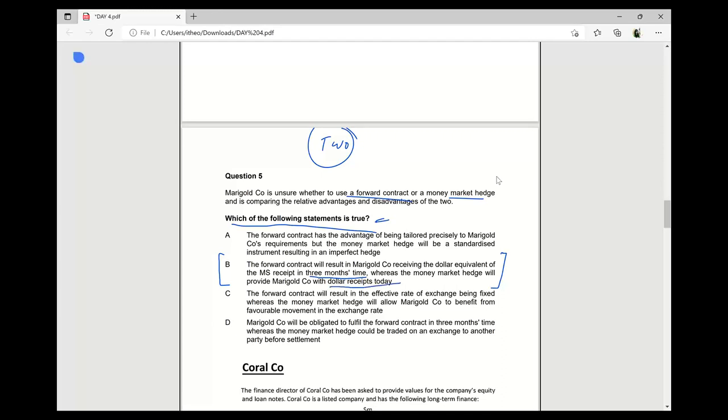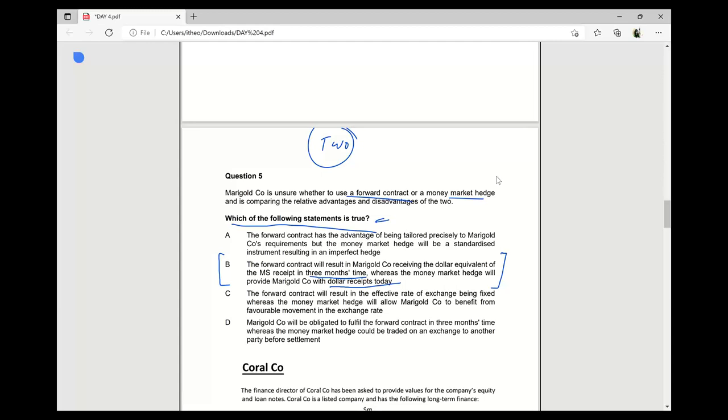That's what the basic difference between forward exchange contract and money market hedge is. In forward exchange contract, you fix a forward rate, 3 month forward rate. That means you have committed that we will do dealing at this rate in 3 months. Whereas in money market hedging, remember, I just solved the question as well.